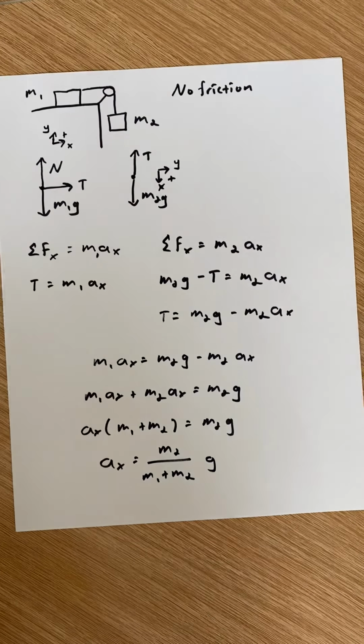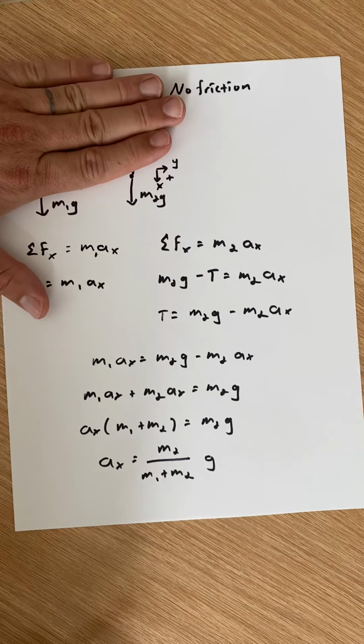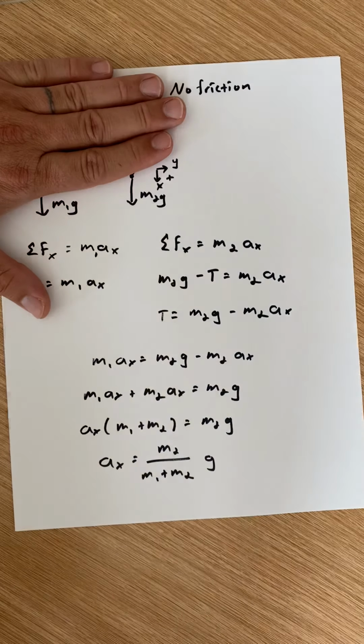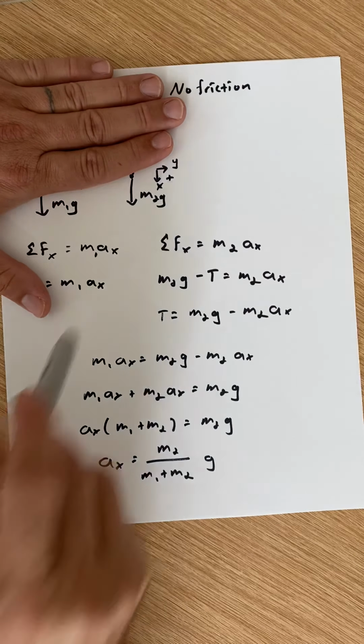So let's talk about this result. What do we expect this to be? Well, if I just look at the free body diagram of m2, I expect it to accelerate downward at g because there's nothing else. The only thing acting on it is gravity, and that's the definition of free fall. Only gravity acts on it. That gives you an acceleration of g downwards. But that's not the only thing acting on it.